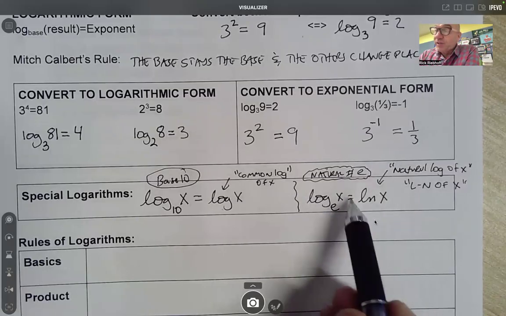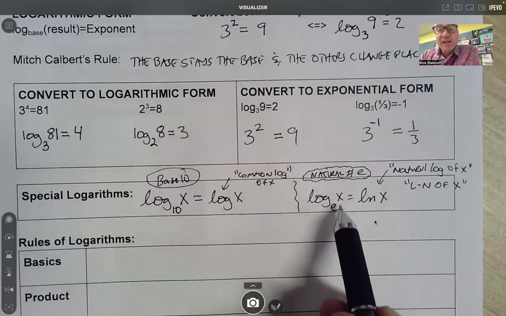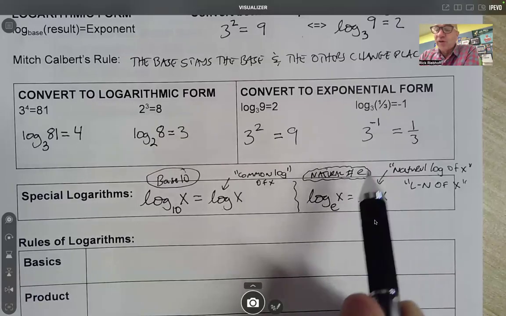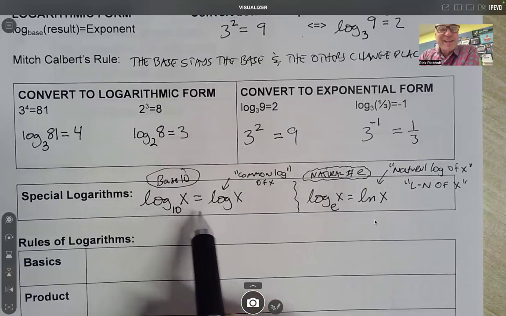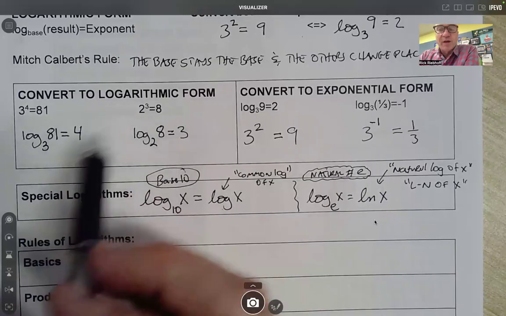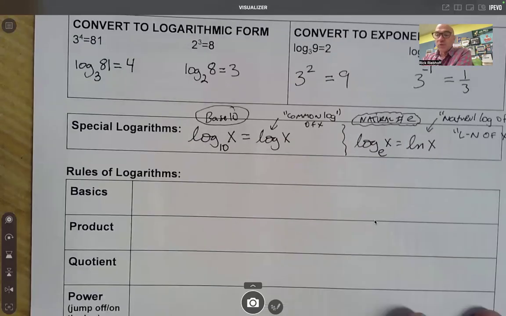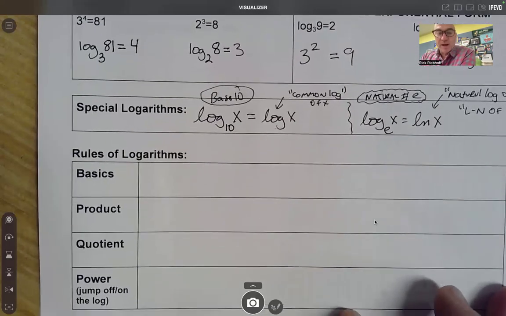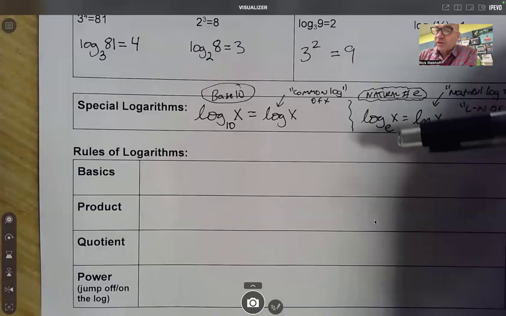A lot of times when you see ln of x, I invite you to write log base e of x. It's going to be helpful when you convert. Same thing here. When you see common log of x, go ahead and add that 10 in there. Totally fine to do. And it can help us, especially when we go into conversions. Sound cool? Cool. All right, so here we go. We got some rules of logarithms. We got some basics that I want to throw down so you have them.